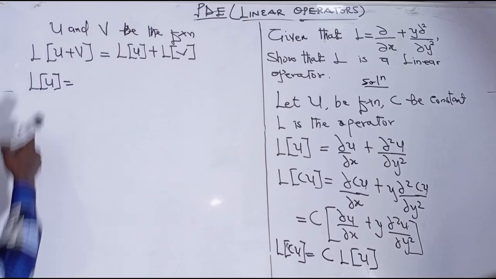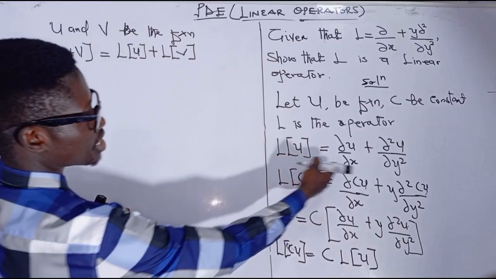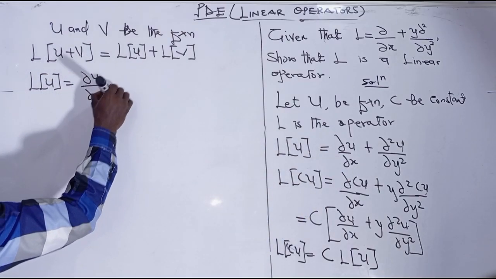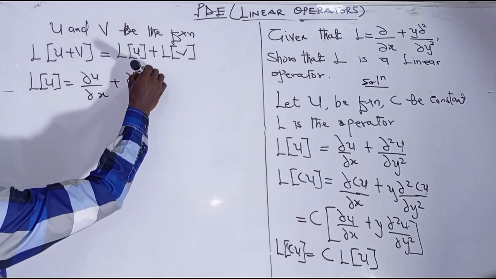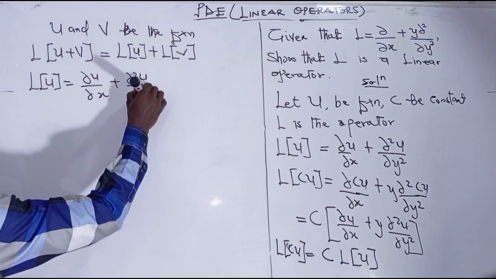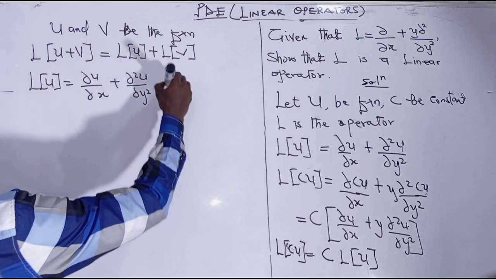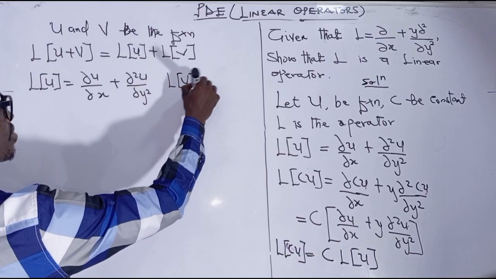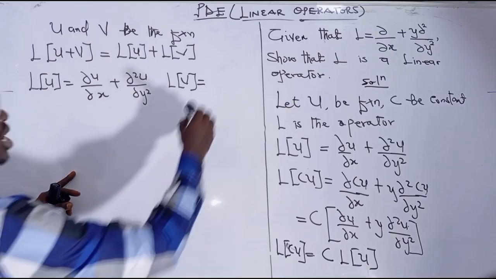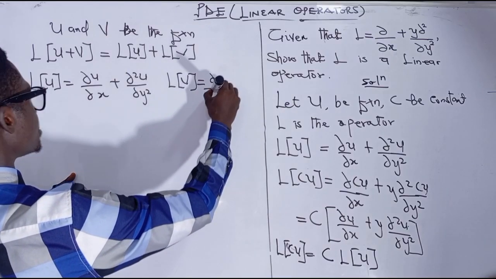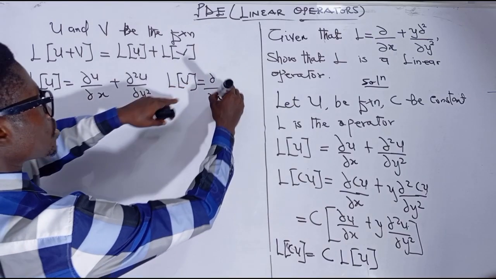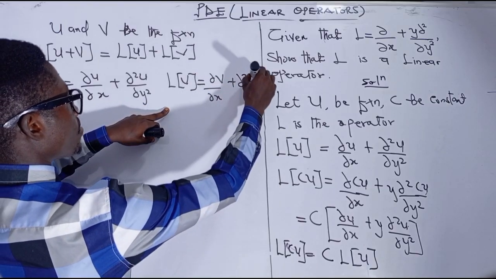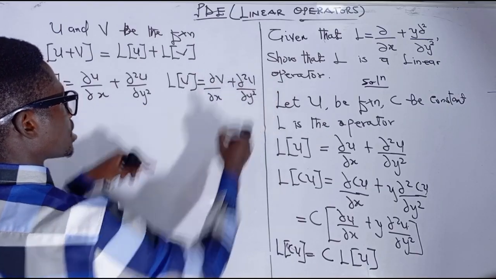So first we have to find our Lu, that is the operator operating on the function u. Already we have Lu here, so let's write it: del u del x plus del square u del y squared. Then we find Lv, that is the operator operating on the function v. So we have the operator del x, and we attach the function v to it, plus del square v del y squared.